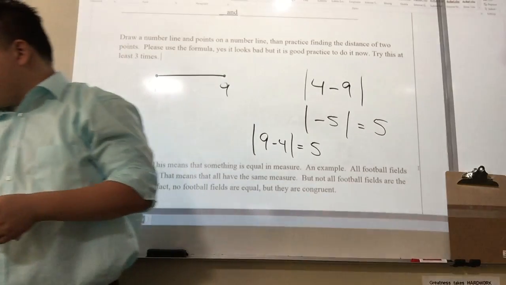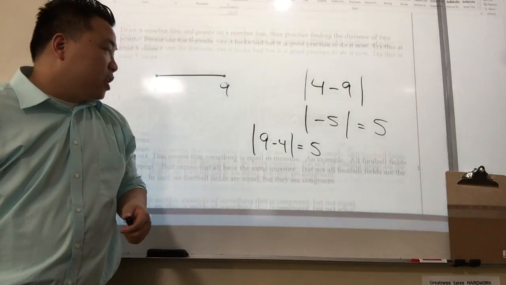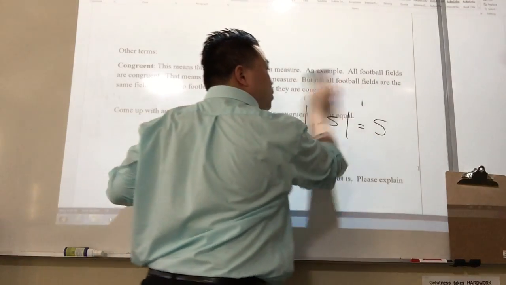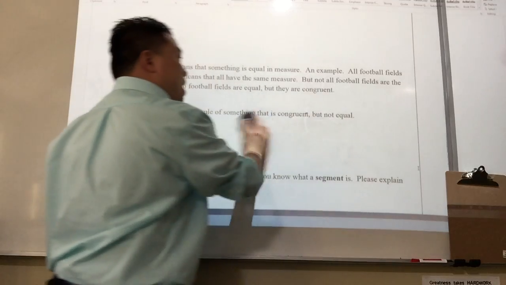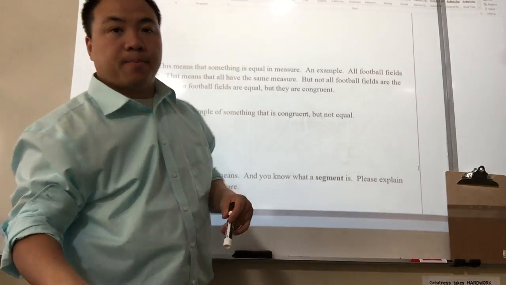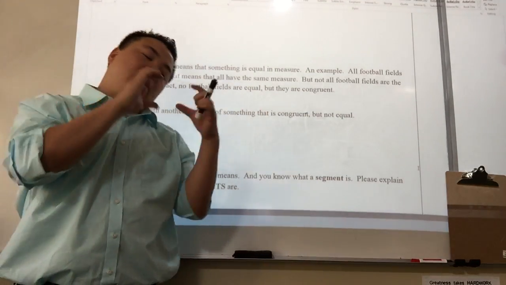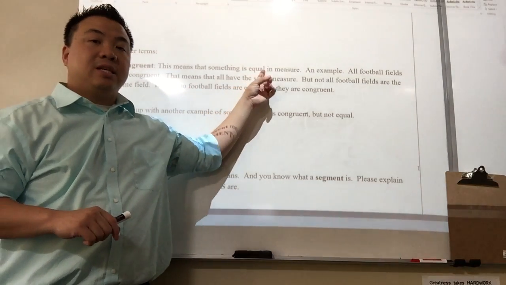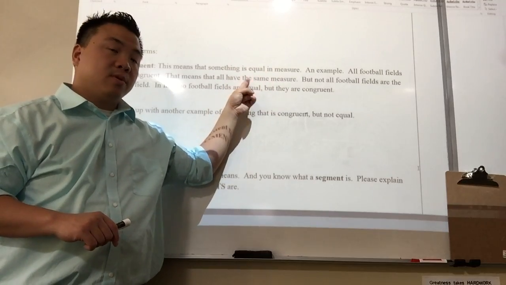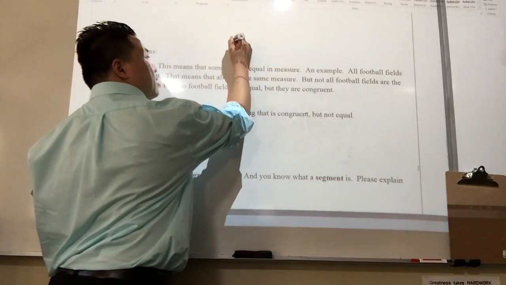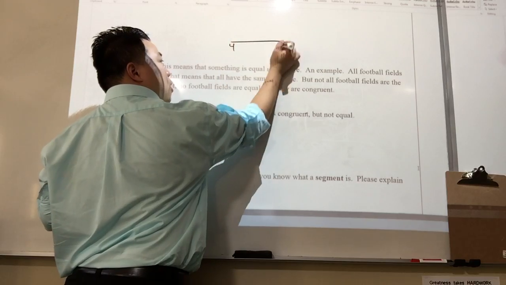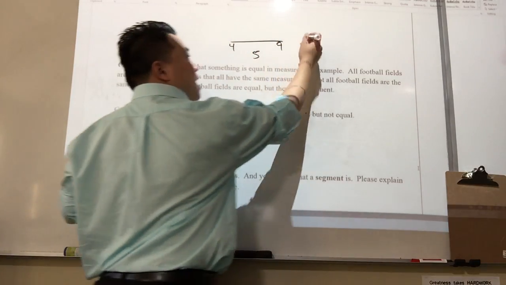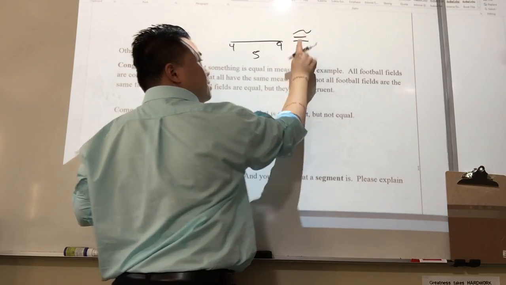Last thing is congruent. Oh my goodness, congruent. This word. You will hear this word throughout all of geometry. Congruent is the equal word in geometry. Congruent means same distance or same measure. So, if you have a line that's from 4 to 9, that has a distance of 5, that is congruent. This is the congruent symbol.